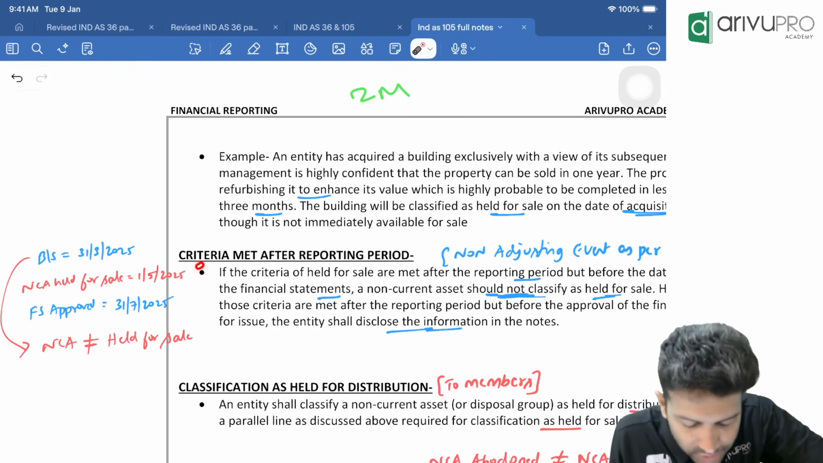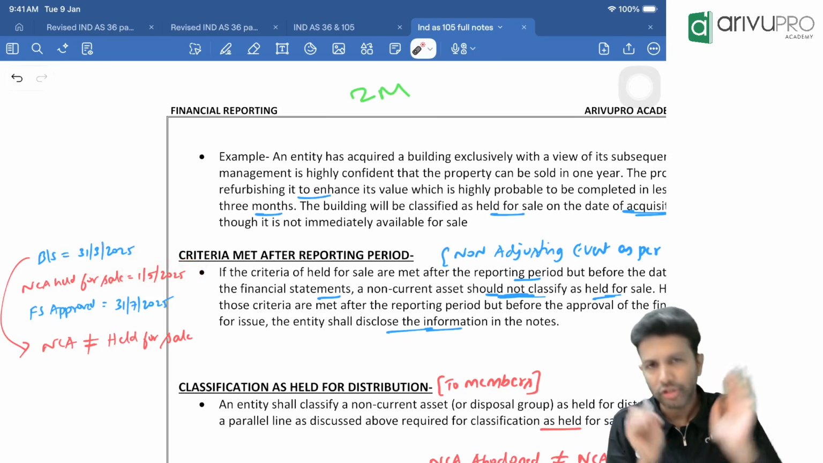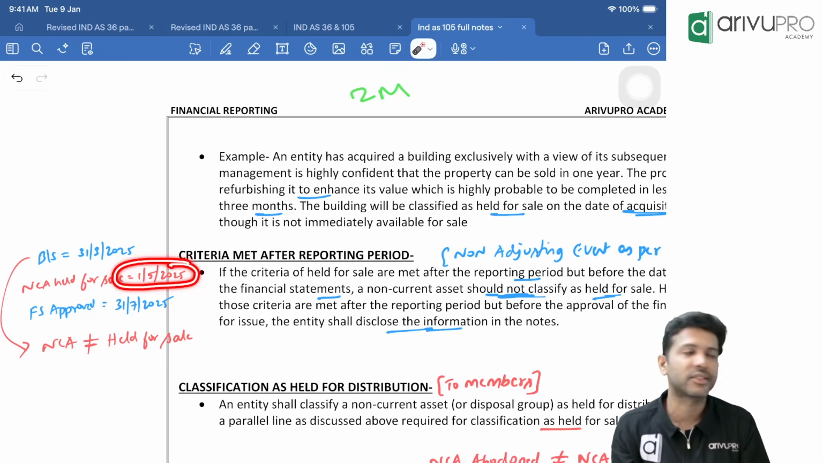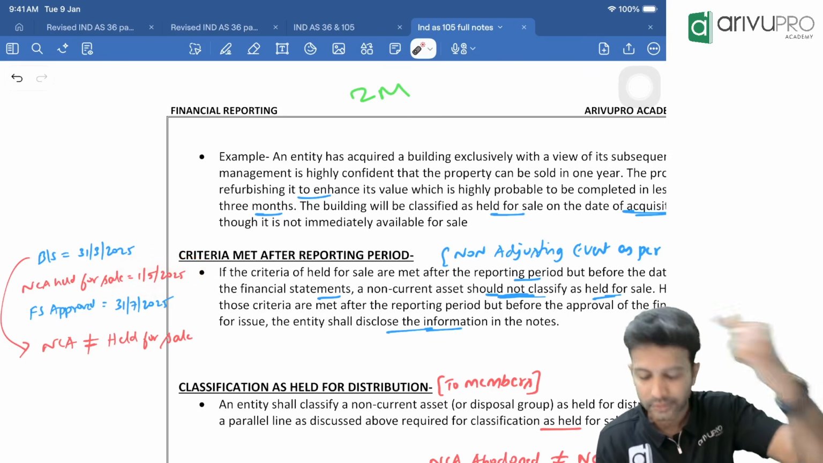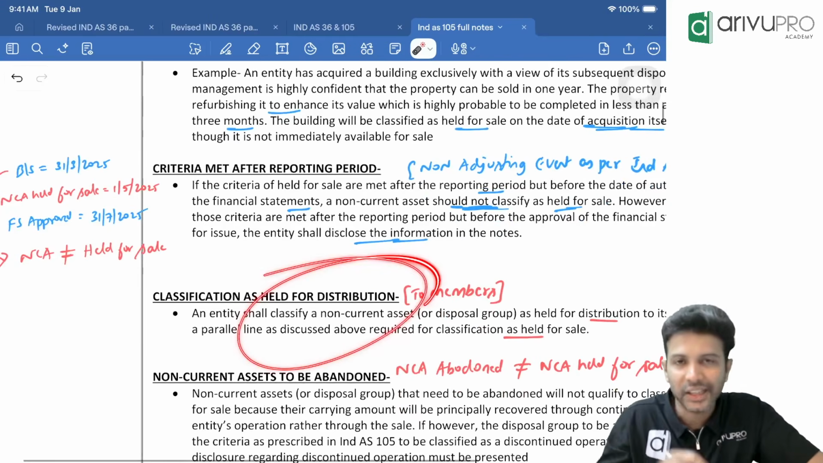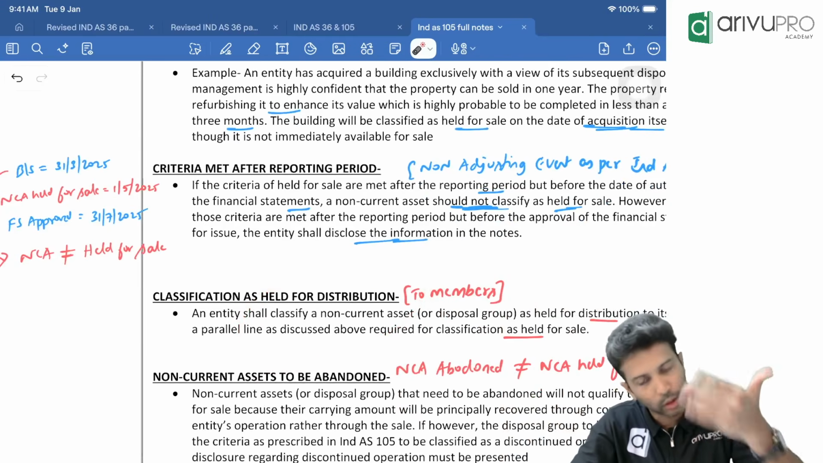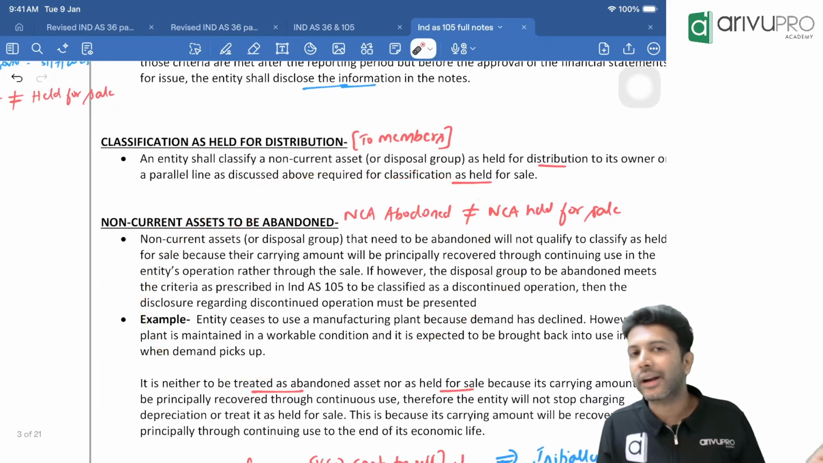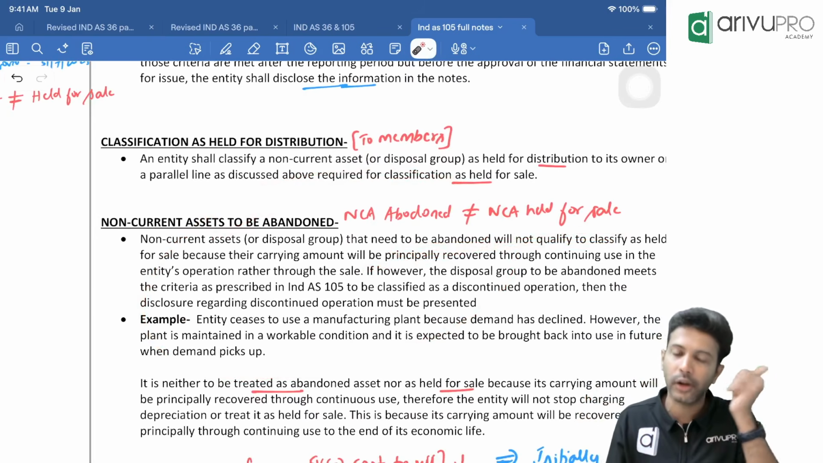Why? Because the criteria got satisfied on 1st May. 1st May is not current year, but next year. So current year, you only give a disclosure. Actual classification as non-current assets held for sale happens only on 1st May because condition has got satisfied on that day. Okay, instead of selling, if you're planning to distribute the asset to members, same provisions, whatever we're learning, will hold good. Then, if you're planning to abandon a non-current asset, it will not attract Ind AS 105 provision, meaning it is not a non-current asset held for sale.